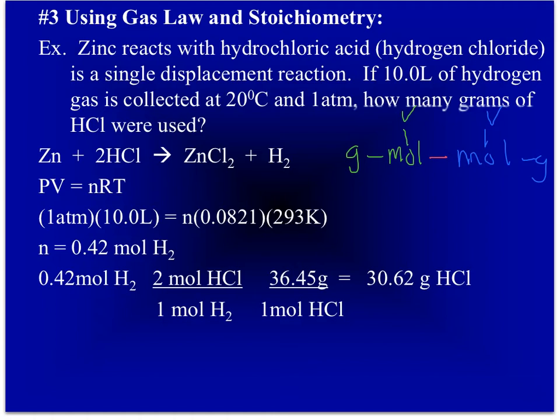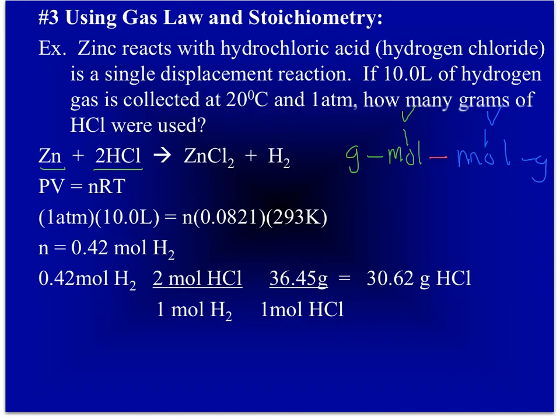Okay, so here's our problem. So zinc reacts with hydrogen chloride, which is hydrochloric acid. So here's our equation: zinc, HCl, and that is a single displacement reaction. So zinc has a 2+, chlorine has a 1-, drop-in swap. That gives us ZnCl2, hydrogen diatomic, plus H2. Okay, if we put a 2 in front, everything's balanced. And here's what we're doing. We have 10 liters of hydrogen gas collected at 20 degrees Celsius, 1 atm. How many grams of HCl were used?